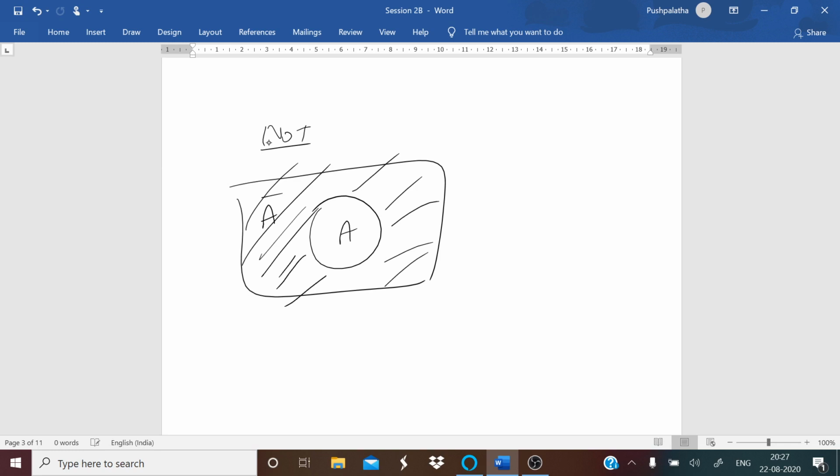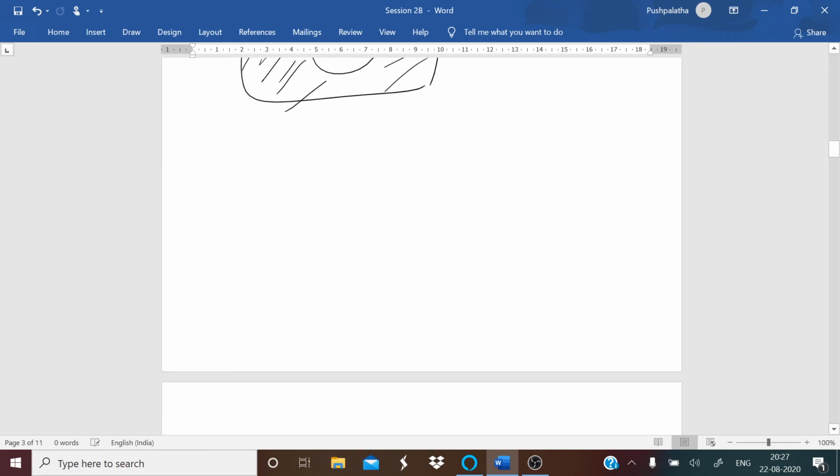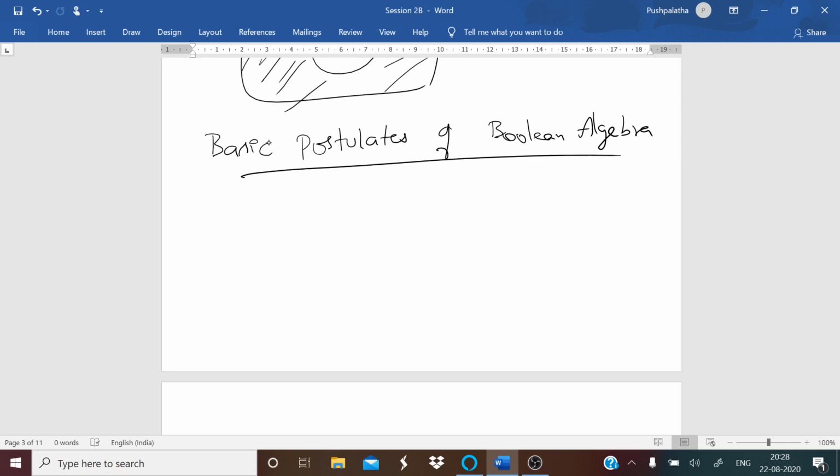Now, the next part, as we said, we talked about the conditions, rules of Boolean algebra, right? And these rules of Boolean algebra, or the fundamental conditions of Boolean algebra, are also known as the Boolean postulates. Let us learn about this now. This is very important. The fundamental conditions or rules of Boolean algebra are called Boolean postulates.